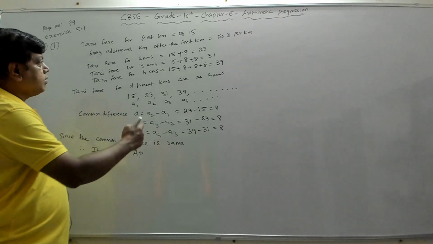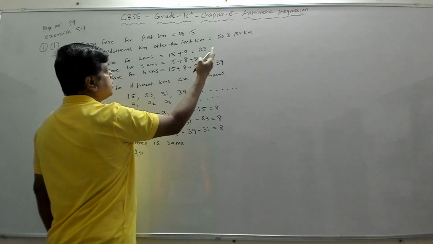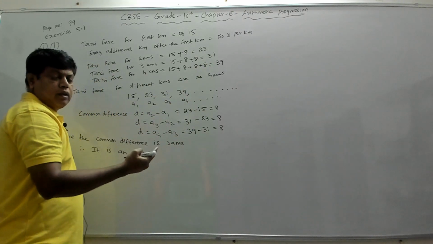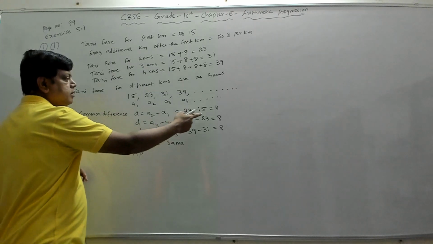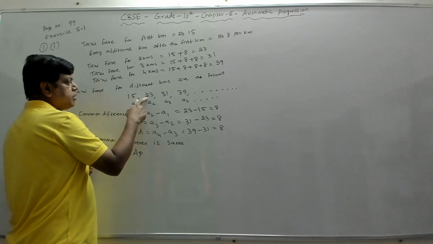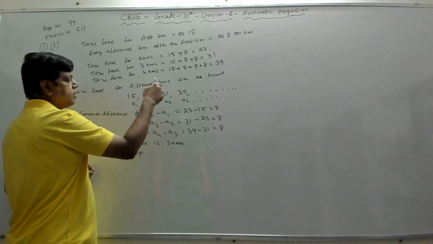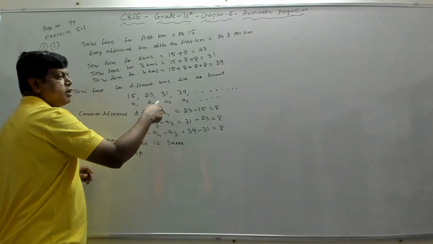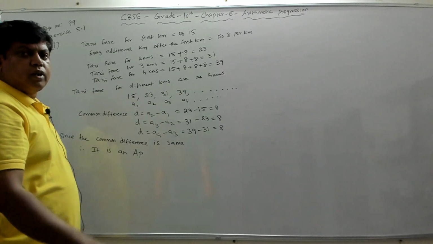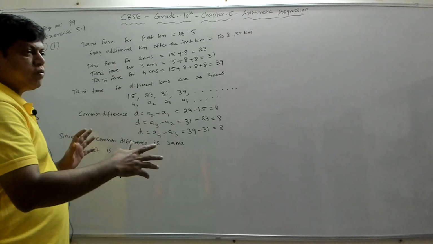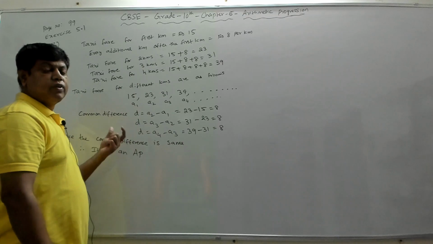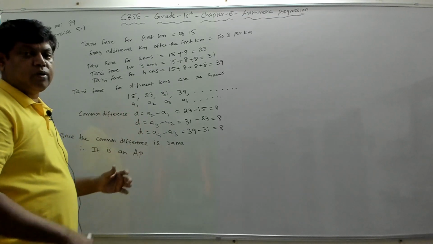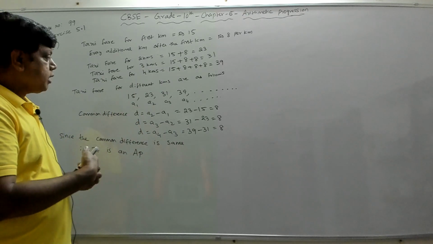Or we say that each term is obtained by adding a fixed number to the preceding term. The fixed number here is 8. So if I add 8 to 15, I get 23. Again, if I add 8 to 23, I'll get 31. Again, adding 8 to 31 will give me 39. So that is the definition of an arithmetic progression, right? A list of numbers where each term is obtained by adding a fixed number to the preceding term except the first term. That is called an arithmetic progression.